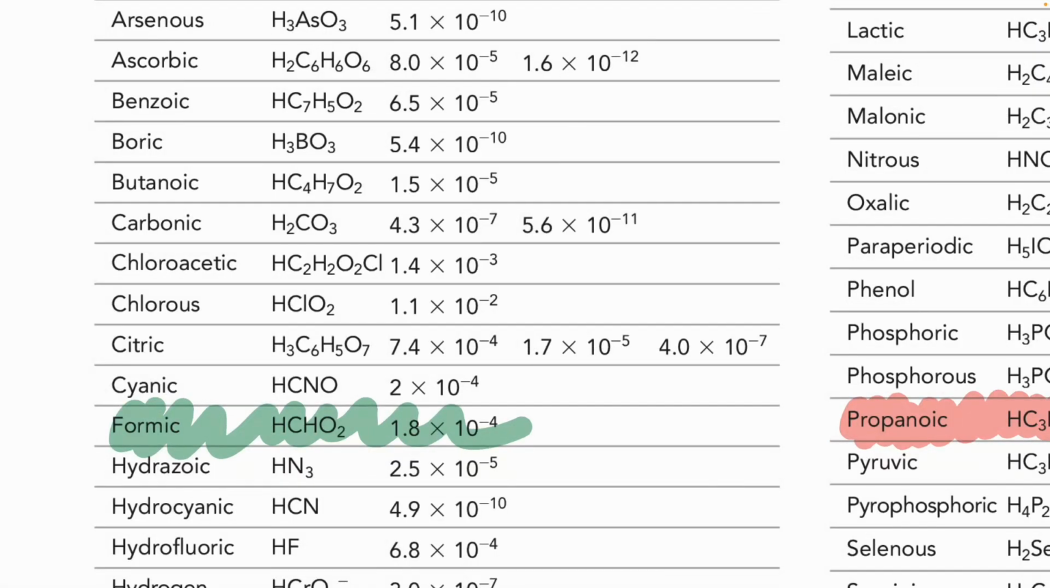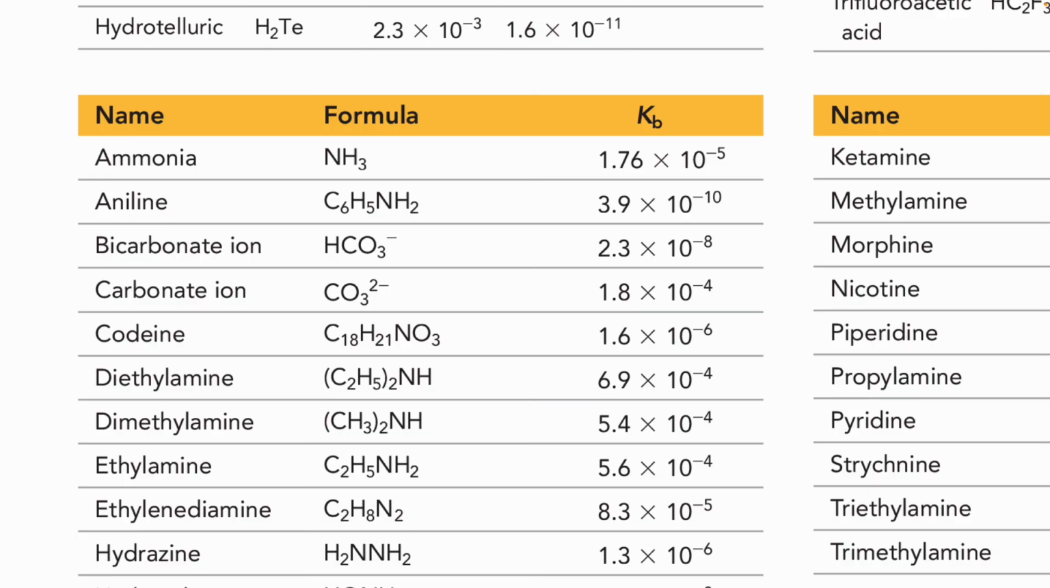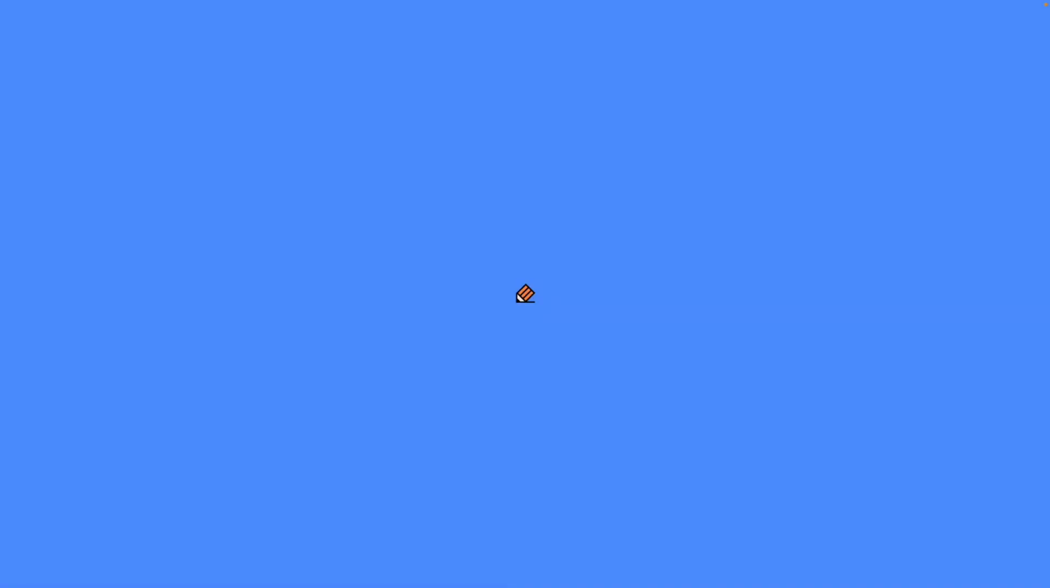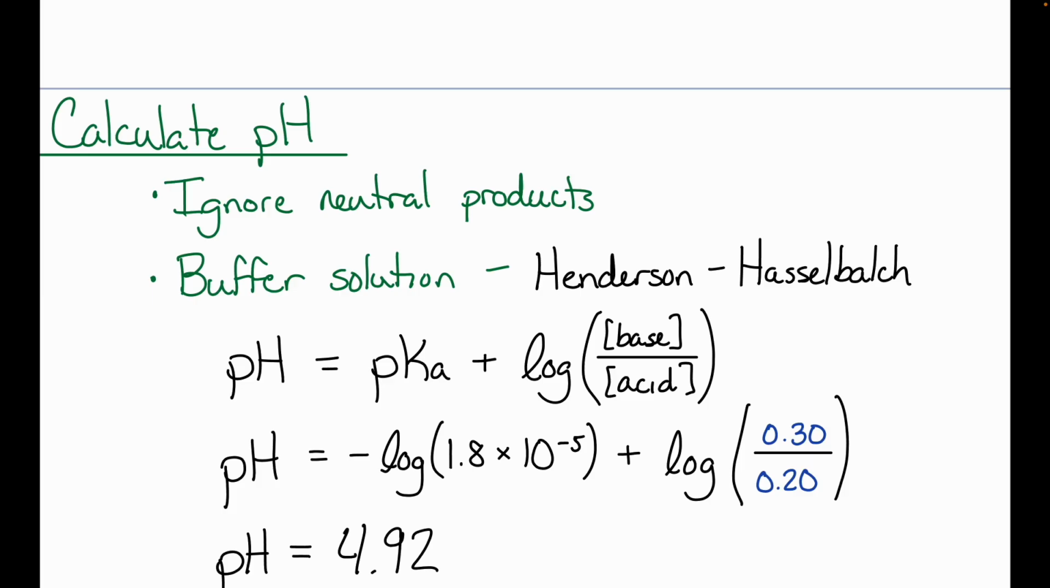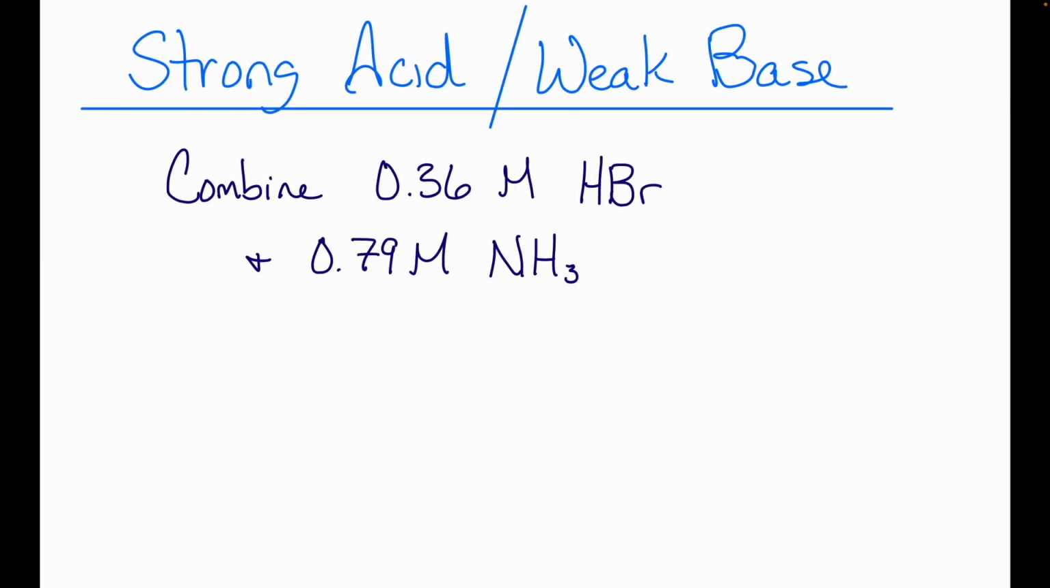All right, ammonia is going to be a weak base. So let's go to our constants page here. We're going to grab that Kb value. Now it's a Kb value, not a Ka. For ammonia, 1.76 times 10 to the negative 5. So that's our weak base. Okay, and of course, like always, we want to calculate the pH of the solution.